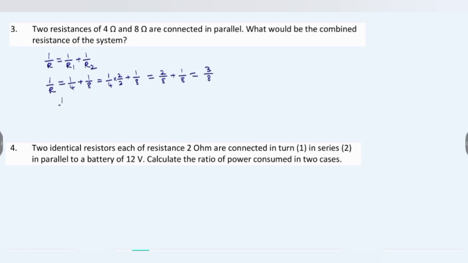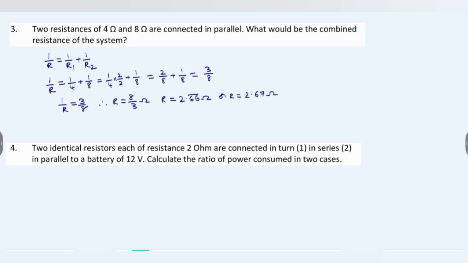So we got 1 by R is equal to 3 by 8. Therefore R is equal to 8 by 3 ohms. If you want a decimal answer, you have to divide. 3 ones are 3, 3 twos are 6, 0.2 will be left. Again, 2 6 2, 2.66 ohms. If you round it off, it will be 2.67 ohms. So R is equal to 2.67 ohms. This is the solution for the parallel combination.